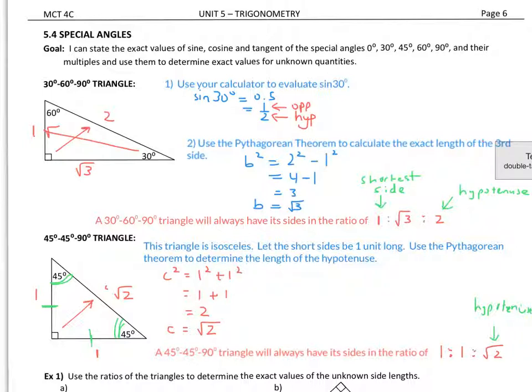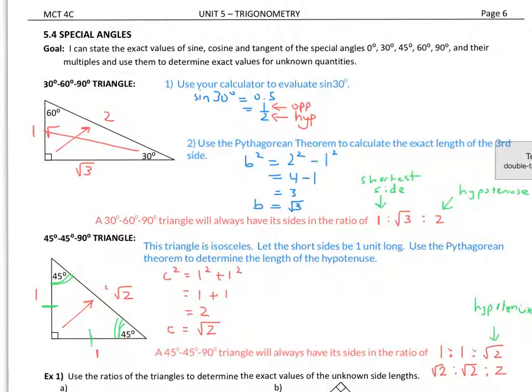Sometimes you'll also see that ratio instead as root 2 to root 2, so the two shorter sides are the square root of 2, square root of 2. If you apply the Pythagorean theorem to that, that makes the hypotenuse 2 units long. But in the end, the ratios will be the same.